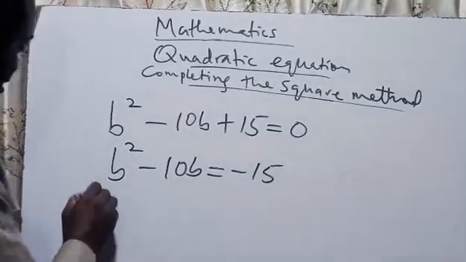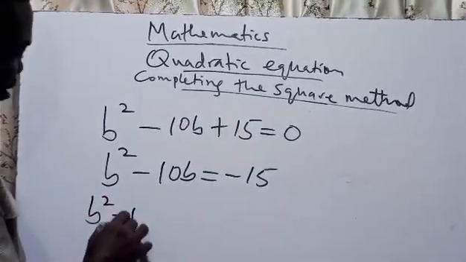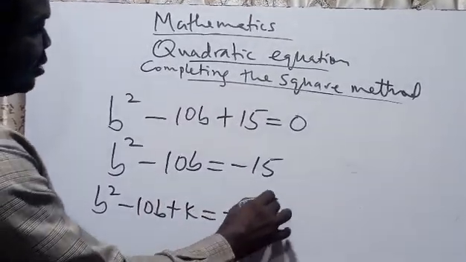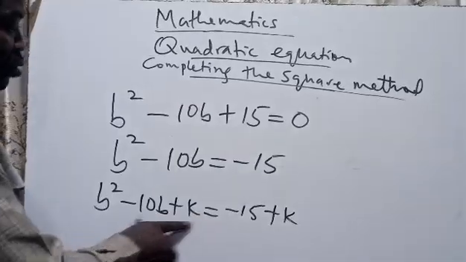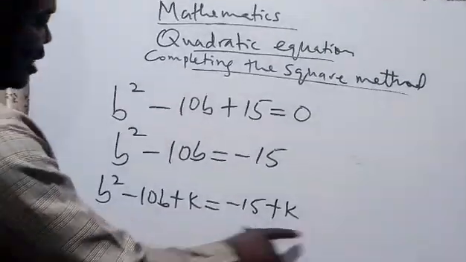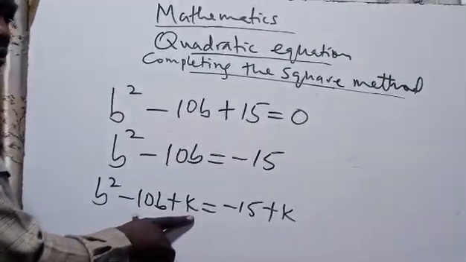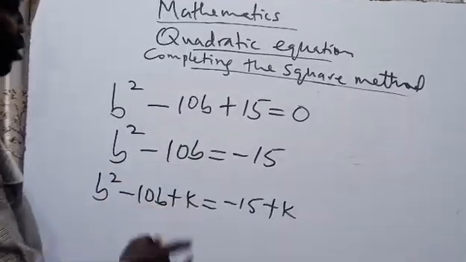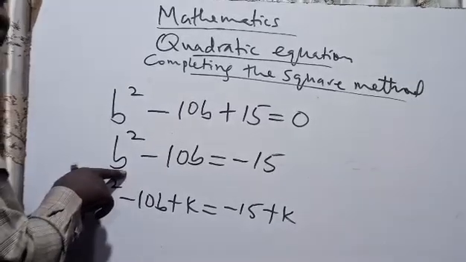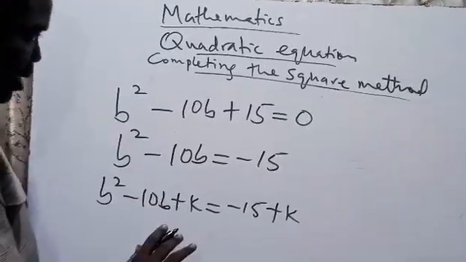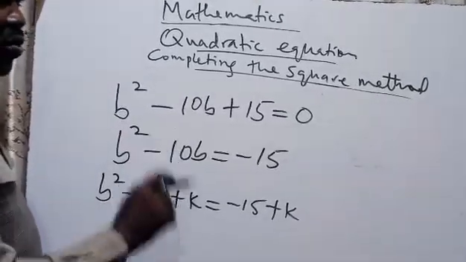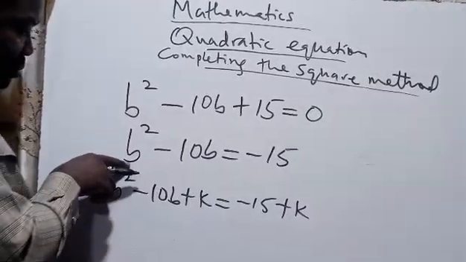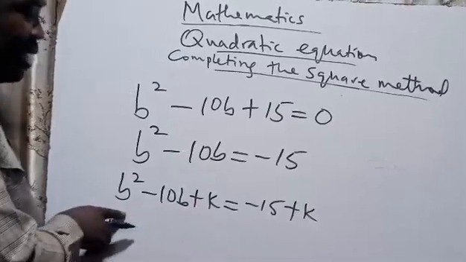Then we have b squared minus 10b plus k equals minus 15 plus k, because whatever you do to the right hand side, you do to the left hand side. Somebody is asking why we are putting k here. This k is a term that is needed to make this a perfect square. It is a required term that needs to be added to these terms so as to make this place a perfect square.